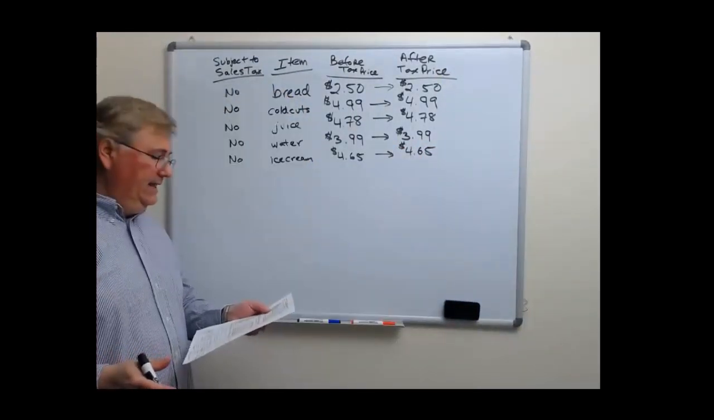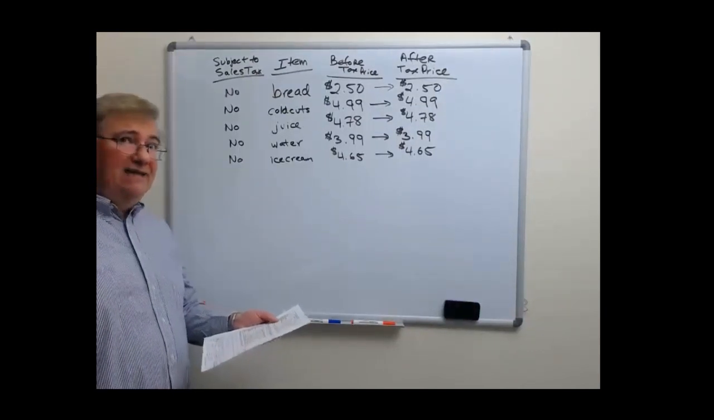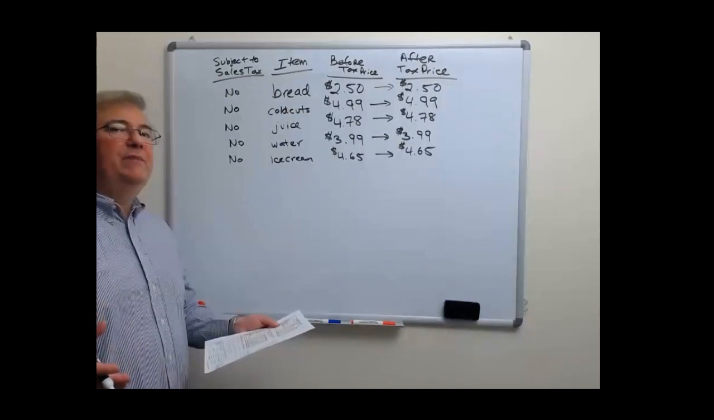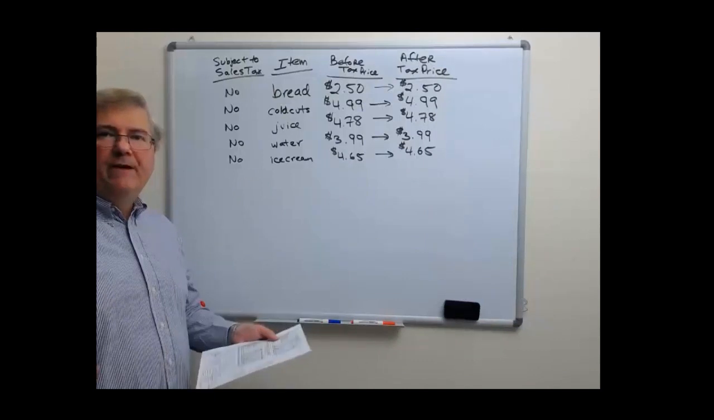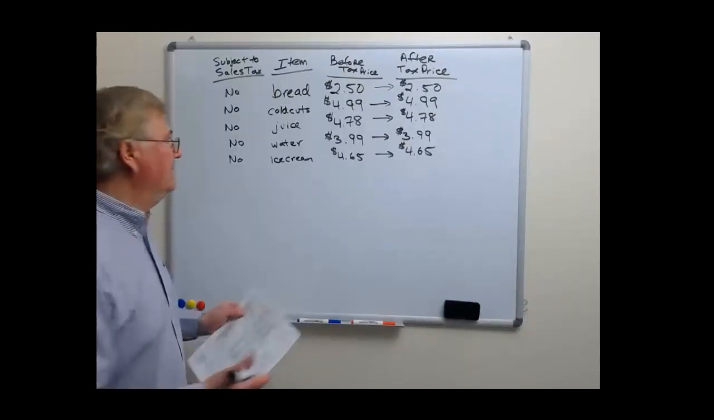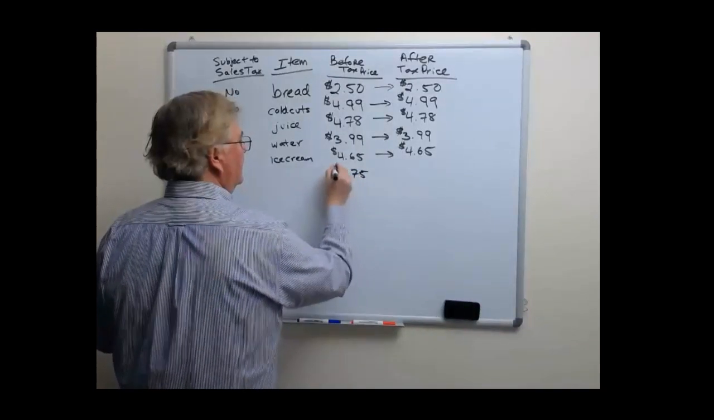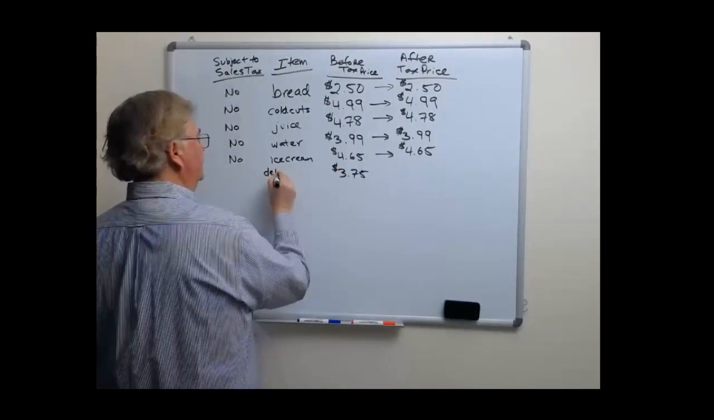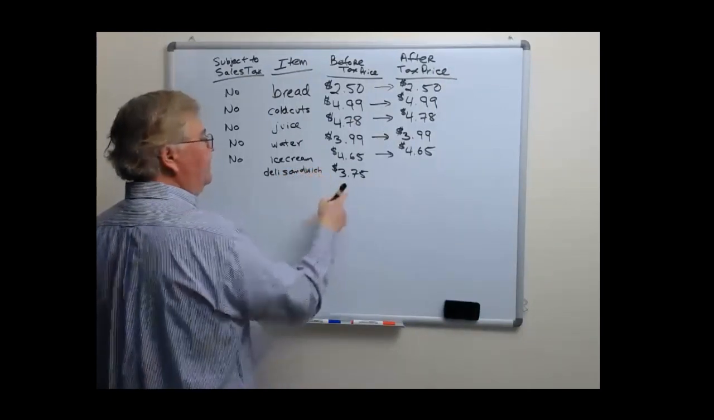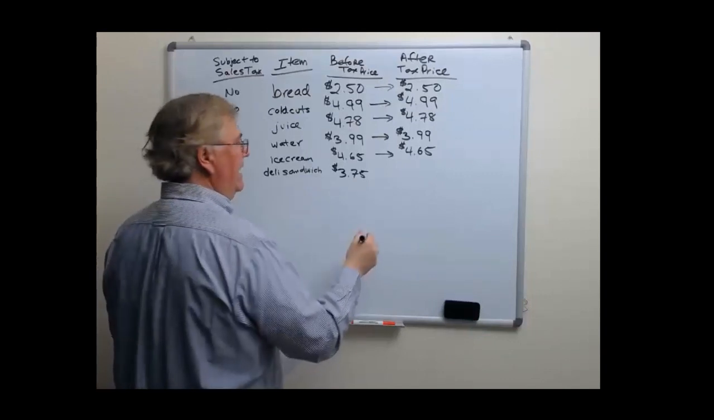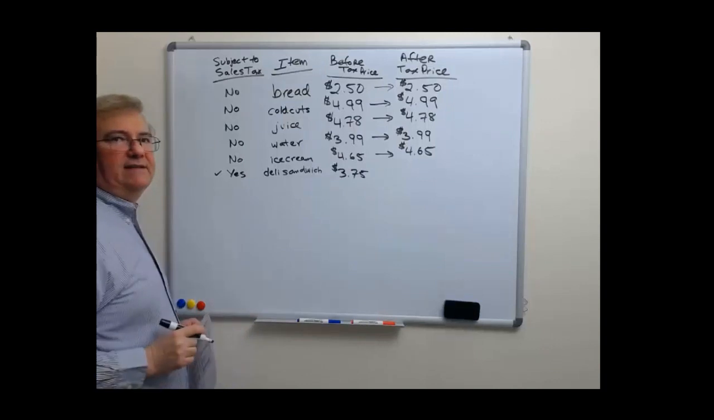The next item is a turkey and cheese deli sandwich. Now, this happens to be a takeout item, even though it's being purchased at a grocery store like Stop and Shop or ShopRite or something like that. So this item happens to be subject to tax. This is a deli sandwich, and the before-tax price is $3.75, and so this is subject to state sales tax.